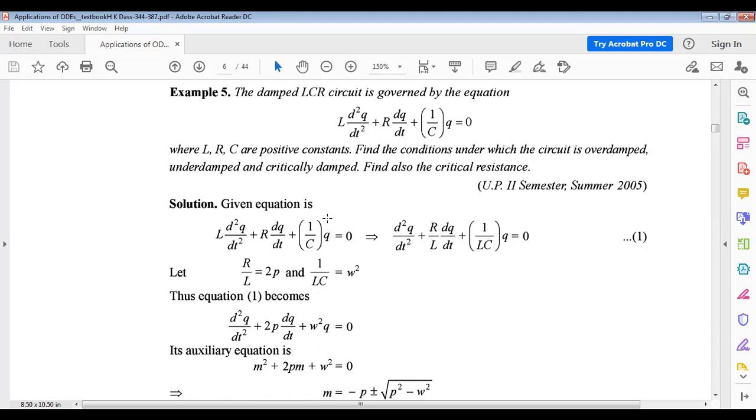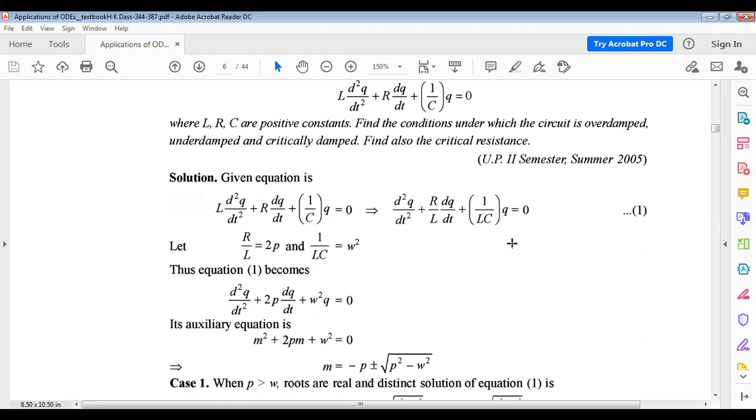Now the given equation is L d square q by dt square plus R dq by dt plus 1 by C q equals to 0. After dividing by L on both sides we can write d square q by dt square plus R by L dq by dt plus 1 by LC q equals to 0. This is equation number 1.